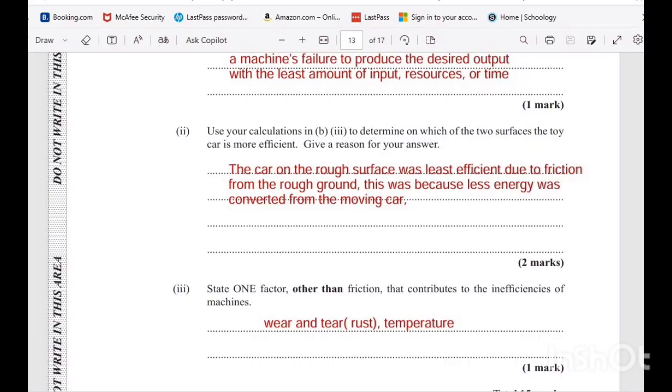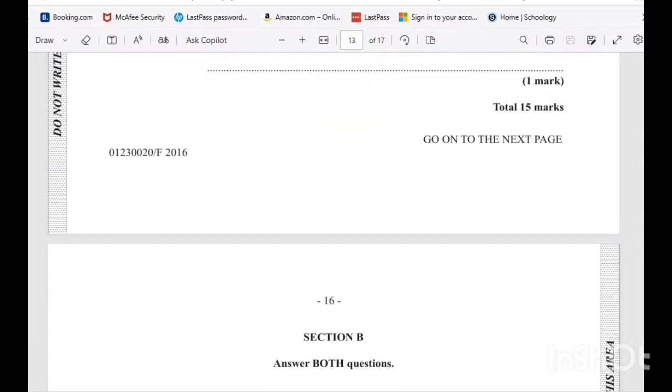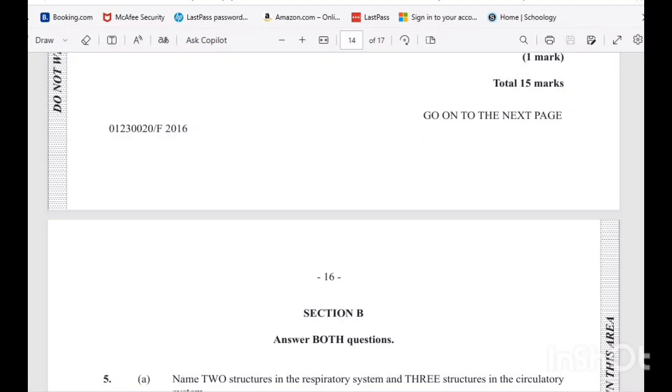So, part 3, state one factor other than friction that contributes to the inefficiency of machines. So we have wear and tear. Remember, as soon as a machine gets older and older, it will rust and it will cause it to become inefficient. And also temperature can cause a machine to become inefficient. So if it's too hot or too cold, it can cause some problems.